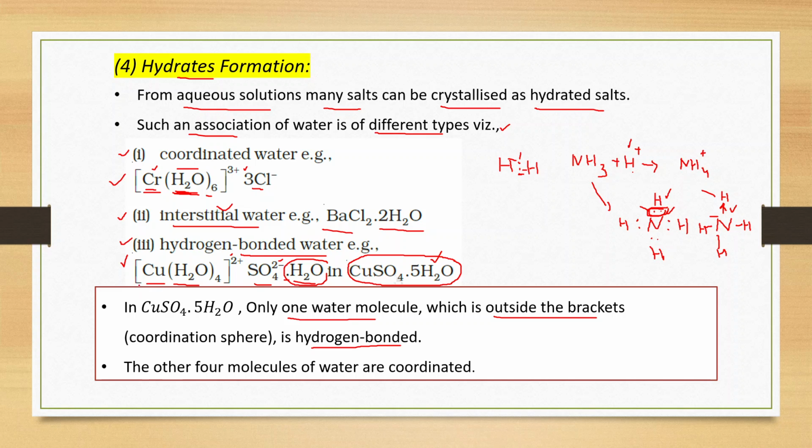And the part which is written in this square bracket is known as the coordination sphere. More detail we will discuss in class 12th in the chapter on coordination compounds.